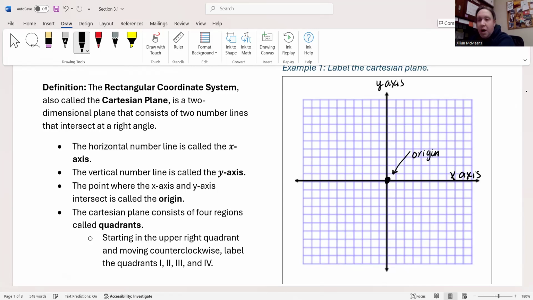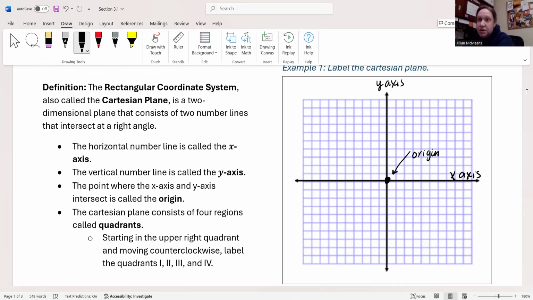Anytime we go to plot points or graph, we start here and then go left, right, up, down, okay? Now, we have, hopefully very clearly, four different regions. When you have this x-axis and this y-axis and they intersect forming right angles, it creates these four regions that we call quadrants, okay? We always start in the upper right-hand corner and we move counterclockwise. That's how we number our quadrants.